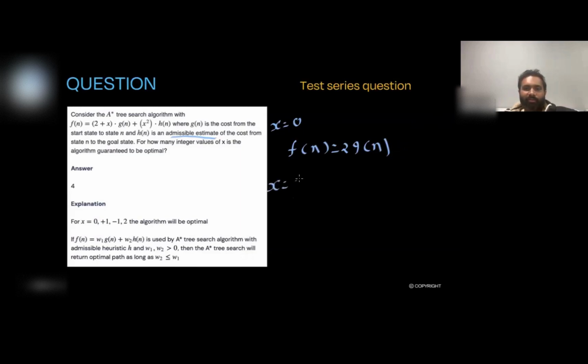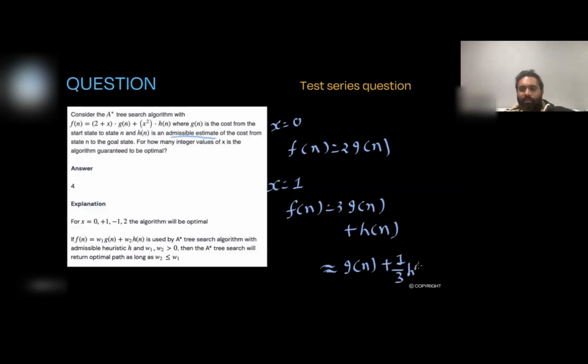For x equal to 1, what is f now? 3 times Gn plus Hn. If you get confused, this is equivalent. You either consider this or you consider Gn plus 1 over 3 times Hn. Both are the same function. You can just scale by any factor, it doesn't matter. So this is also equivalent. Here you just see that the coefficient corresponding to Hn is less than or equal to 1. So definitely x equal to 1 also will give me an Fn which gives the final path as an optimal path.